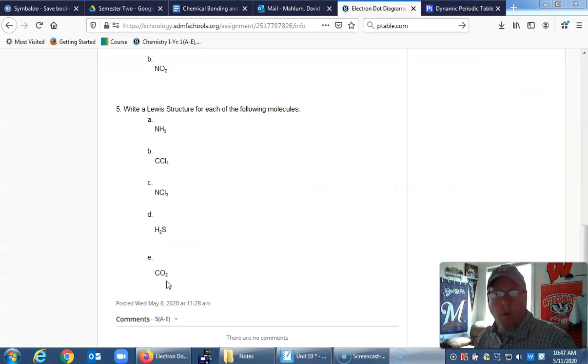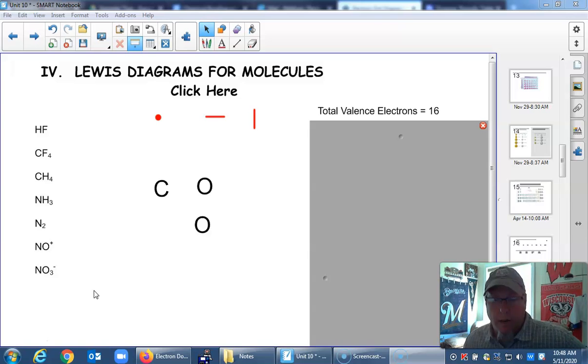Last problem that you asked for help from your homework was CO2. So I am going to set that one up, and I'll be right back to show you how I solved that one. All right, here we go with carbon dioxide.